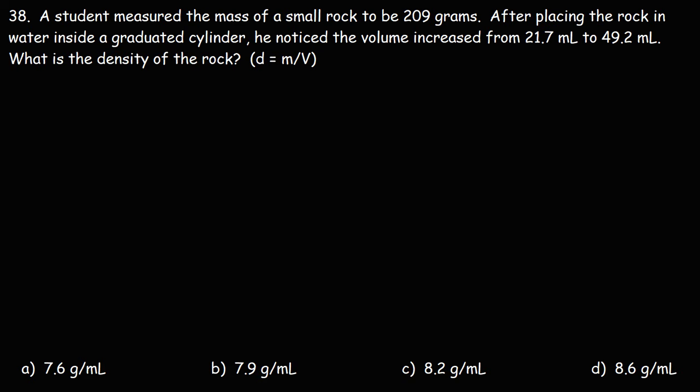A student measured the mass of a small rock to be 209 grams. After placing the rock in water inside a graduated cylinder, he noticed the volume increased from 21.7 milliliters to 49.2 milliliters. What is the density of the rock? And we're given the formula. Density is mass over volume, so we know this is a division problem.